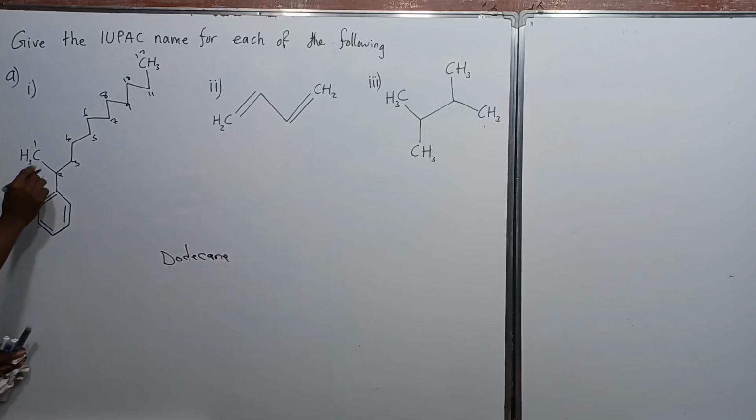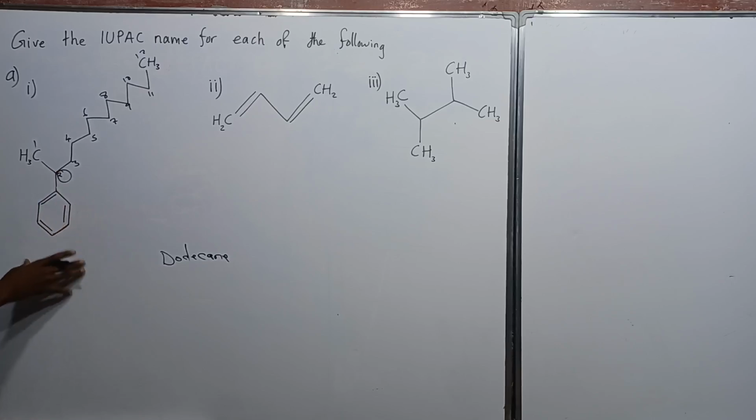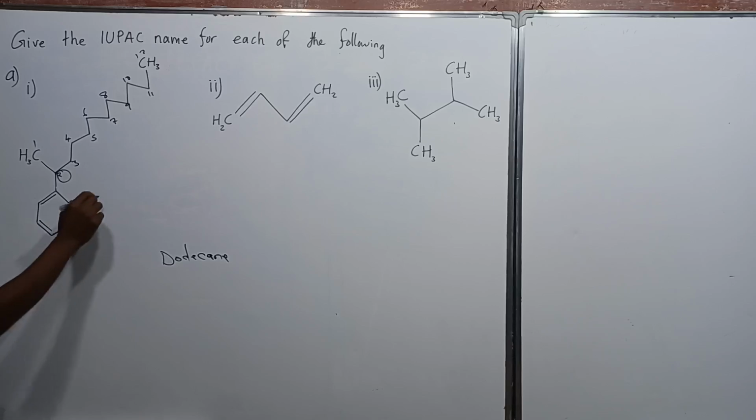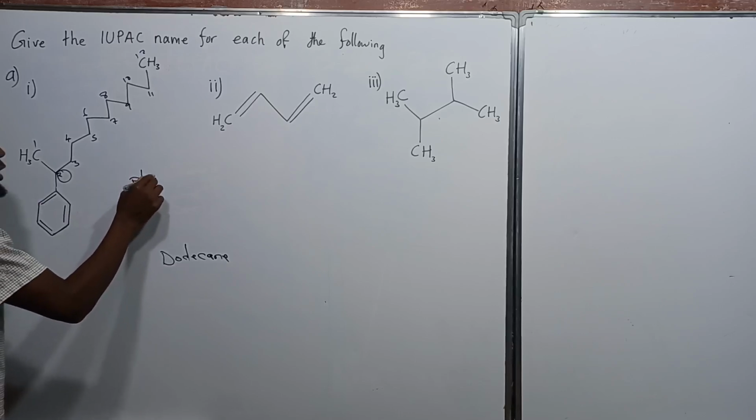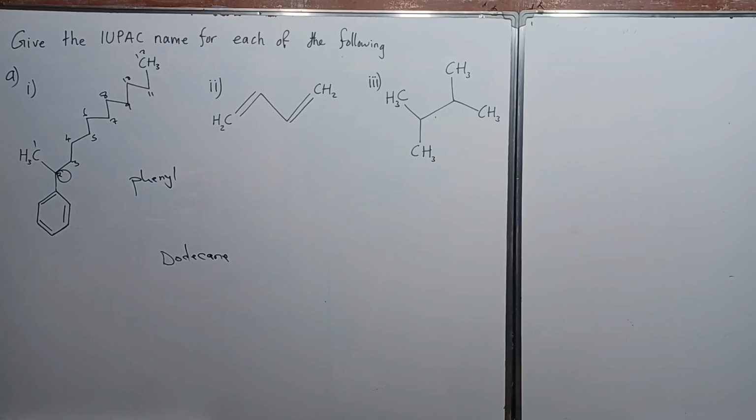Now, at this carbon number 2, there is a benzene ring coming off as a substituent. When benzene is a substituent, it's called phenyl. So at which carbon is the phenyl substituent located? It's located at carbon number 2.